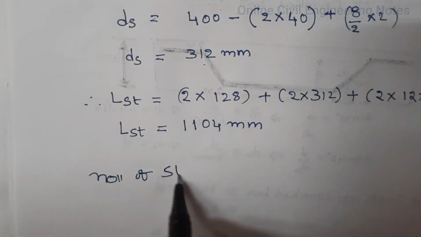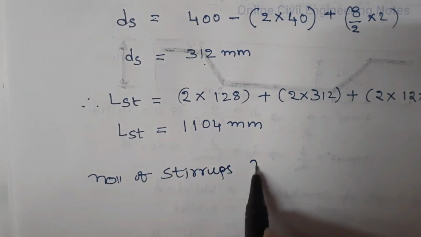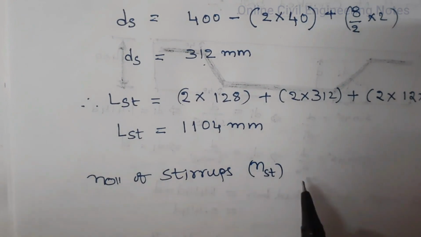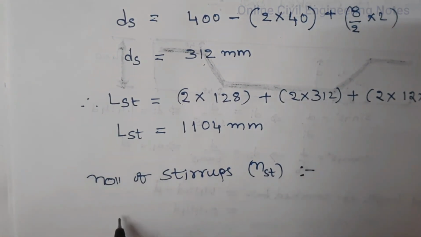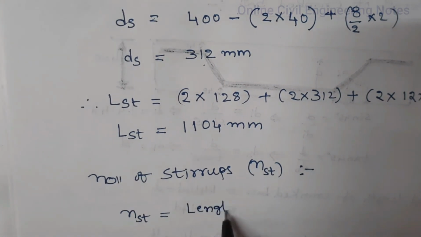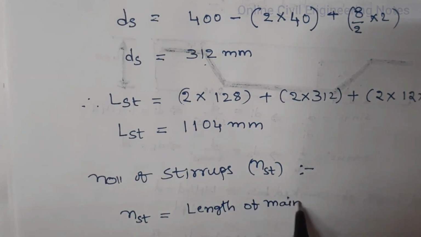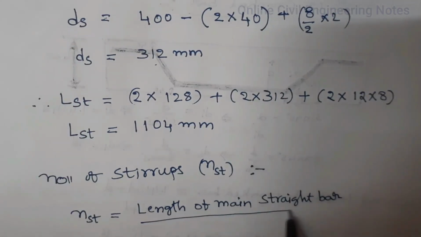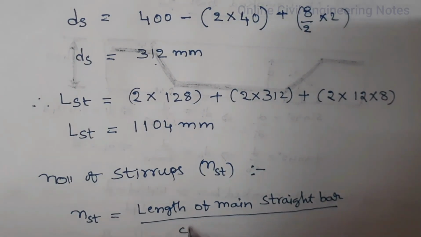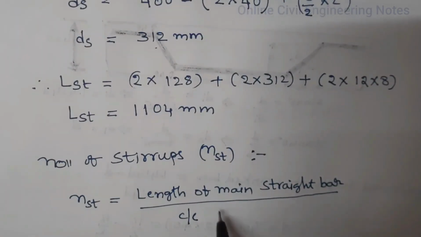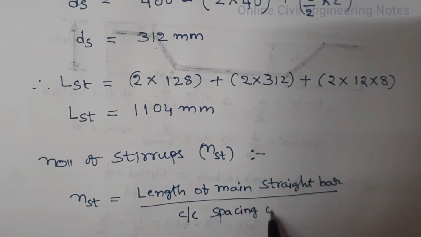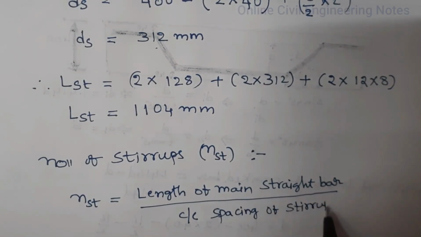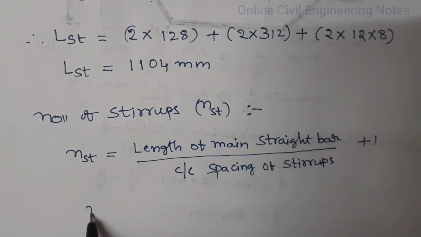Number of stirrups, say NST, to resist the shear, is equal to total length of the beam excluding the end covers, which is equal to length of main straight bar, divided by center to center spacing of stirrups, plus 1.